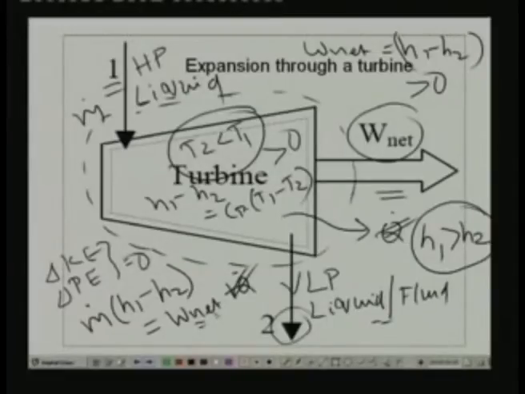Okay, so expansion using a turbine always reduces the pressure, it always reduces the enthalpy, and it always reduces the temperature. Now the point is, what will be the temperature drop? Is it substantial? On what does it depend? That we shall see in the next few slides.